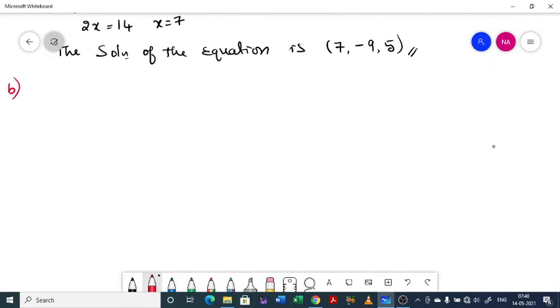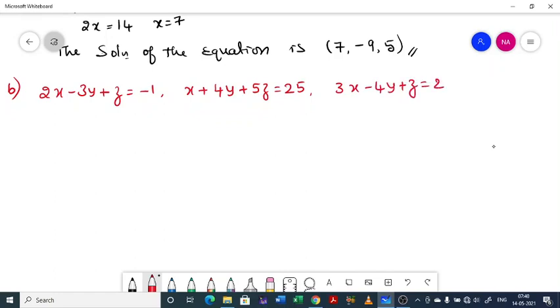So problem B, the system of equations given is 2x minus 3y plus z equal to minus 1, x plus 4y plus 5z equal to 25, 3x minus 4y plus z equal to 2. Solution. So I directly write the augmented matrix just to save time here. But while writing in examination, I have to write every step properly. That is most important actually.